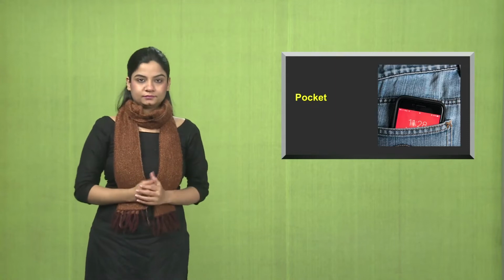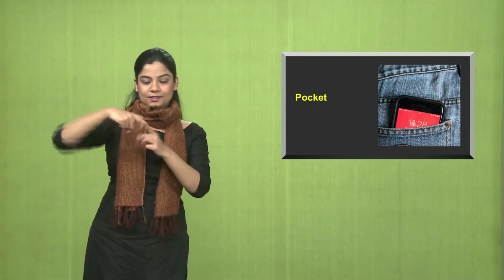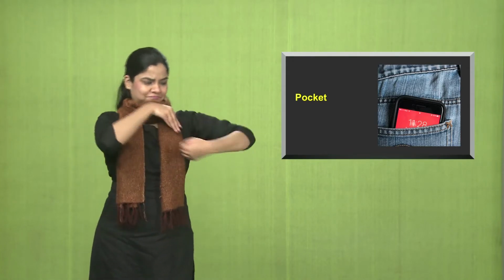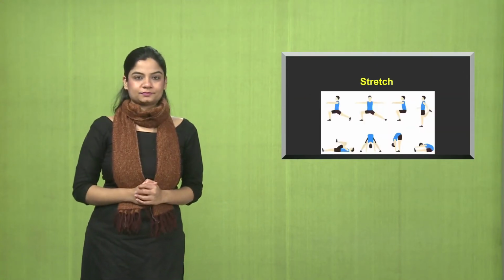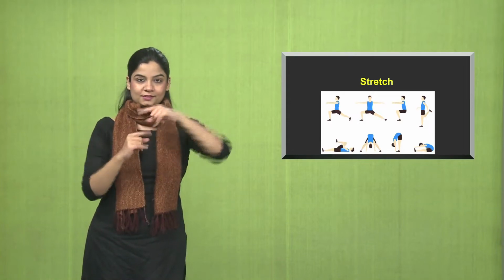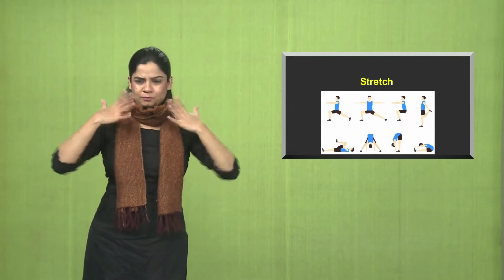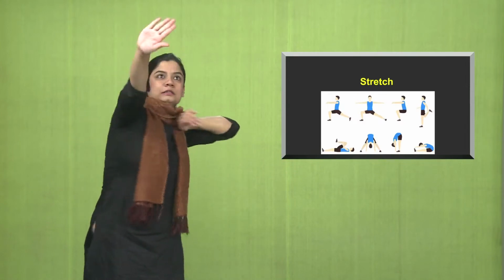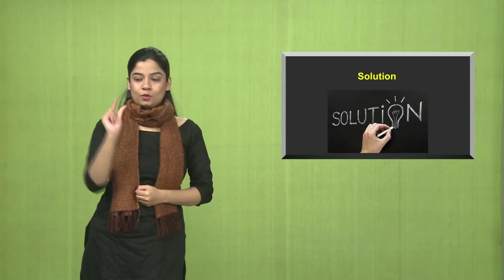Pocket. As you can see in the picture, it's either on the shirt or on your pant or jeans, etc., where you keep the money. A small bag that is sewn on the cloth. Stretch. To straighten or extend a body part in its full length, typically to tighten one's muscles. Solution. A means of solving a problem or dealing with a difficult situation.